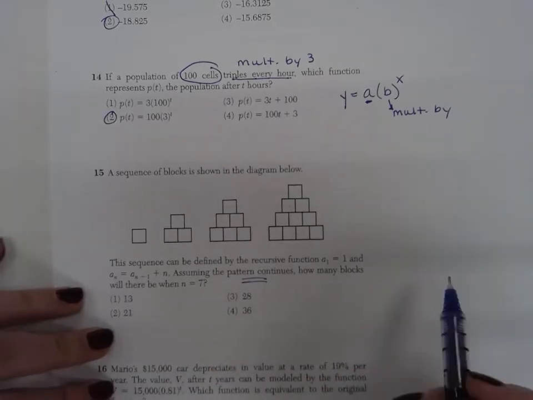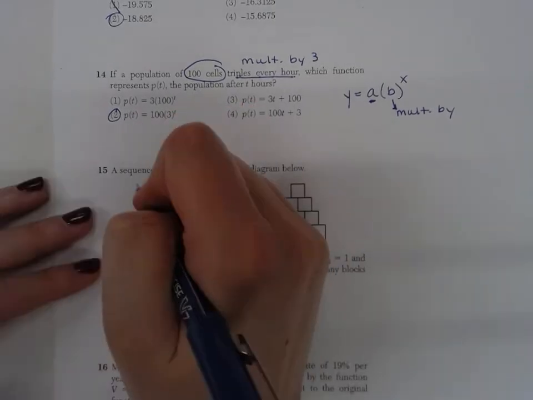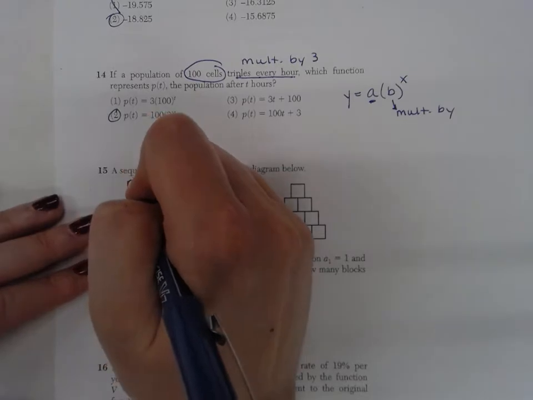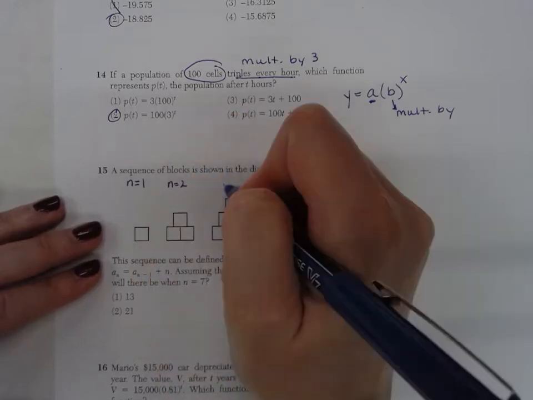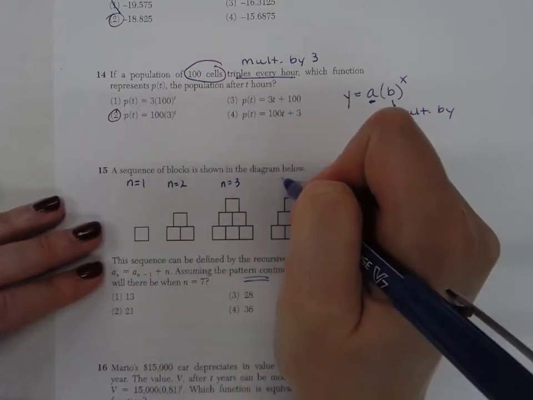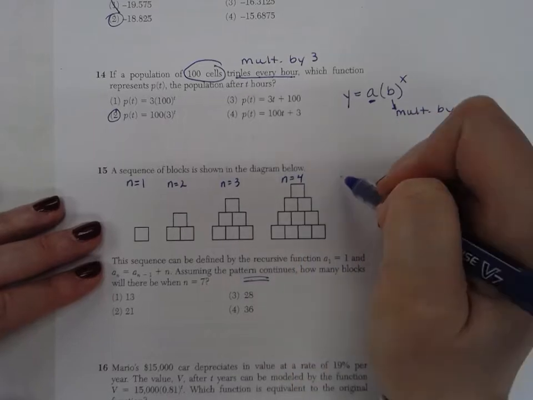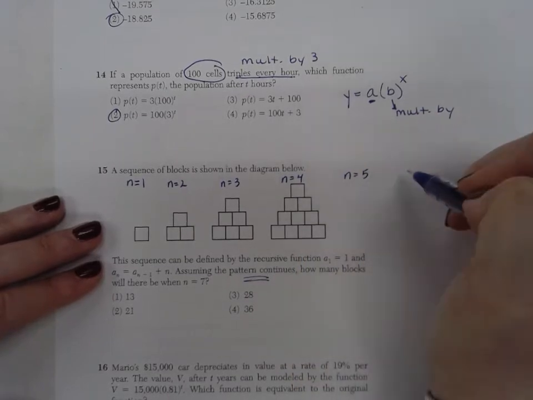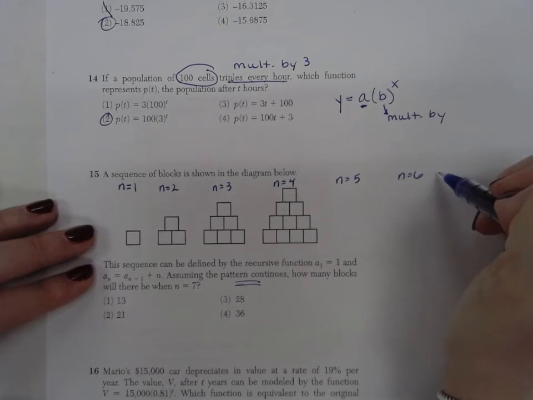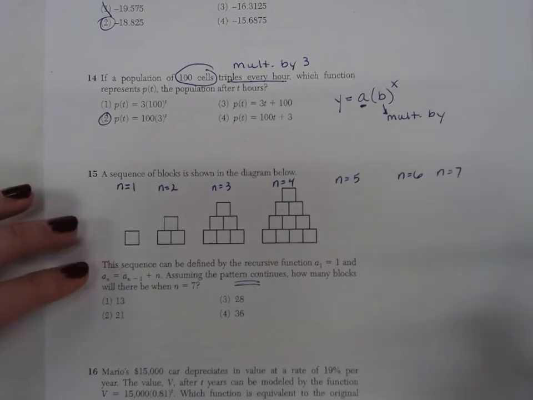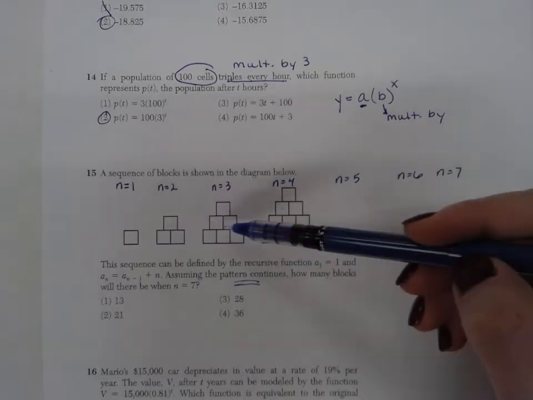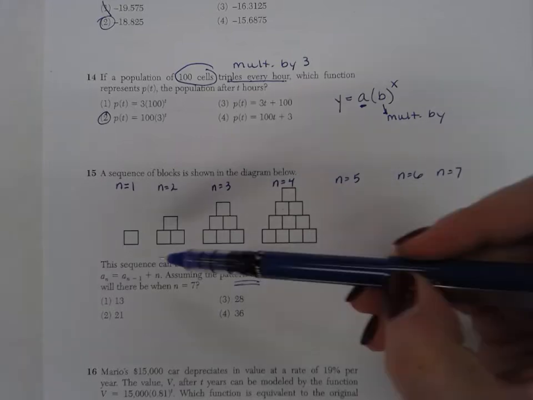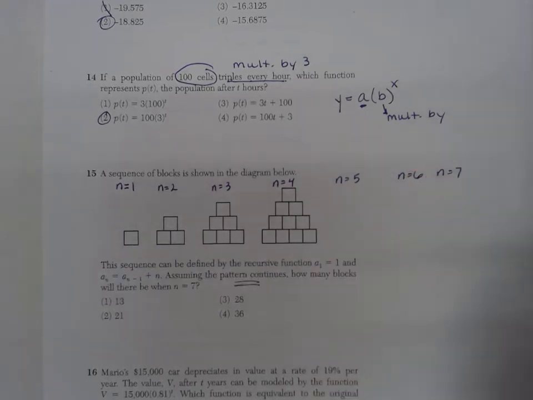So here's what you want to think about. This first diagram, that's n equals 1. It's my first diagram. This is n equals 2, n equals 3, n equals 4. I'm going to keep going. N equals 5, n equals 6, n equals 7. They want to know how many blocks there will be when n equals 7. I'm going to see if I can figure out the pattern and just keep it going until 7. I'm not even going to use this formula because it doesn't make sense to me.